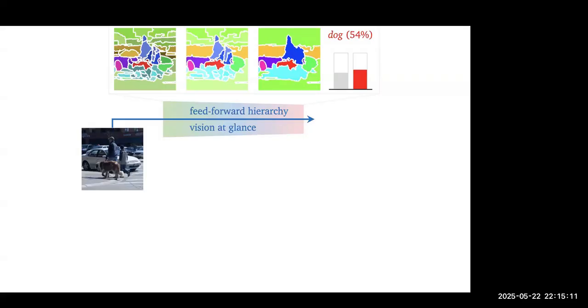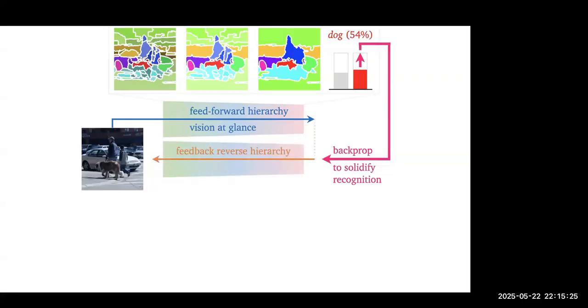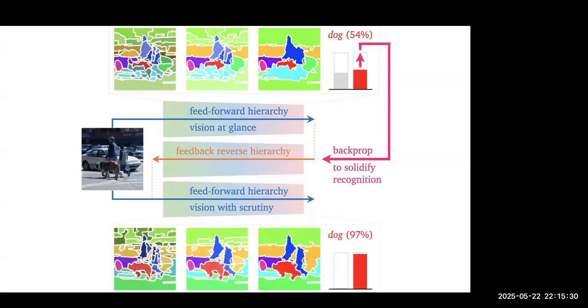Now it's like, oh, I have a hypothesis. Dog is a potential object, but I'm not completely sure. I'm going to maximize the output. I'm going to backprop to solidify my recognition on this particular image. I modify the weights, and once the weights are modified with backprop, I feed forward and go through the model again. This time it's vision with scrutiny because I have a hypothesis in mind. Now you can see that the dog fires at a 97% chance.